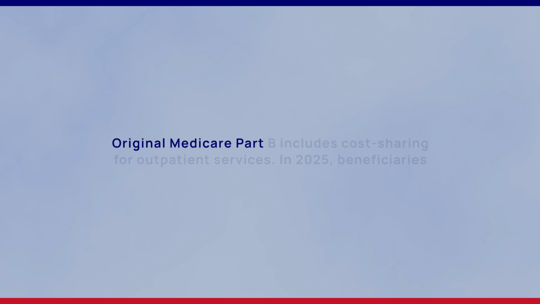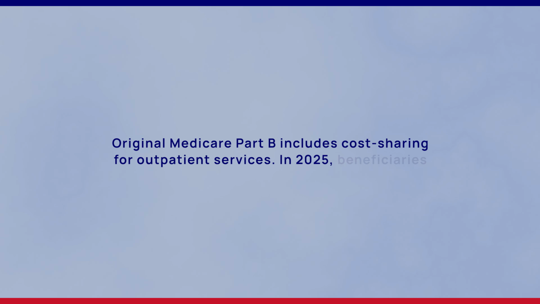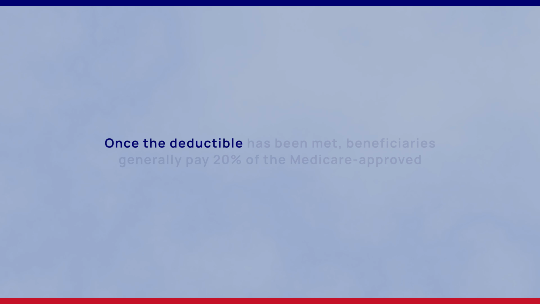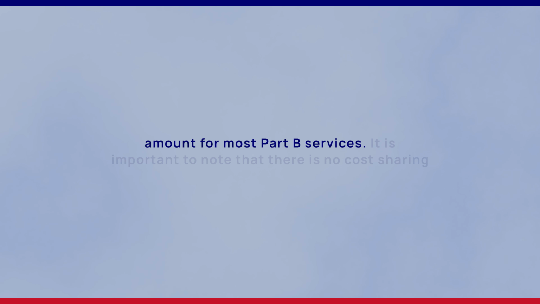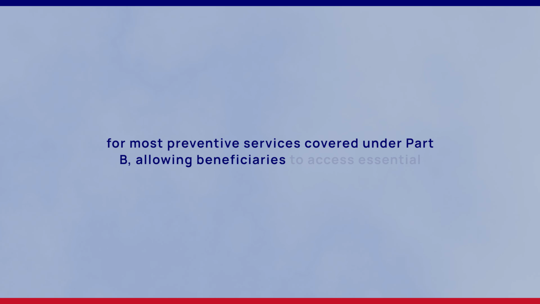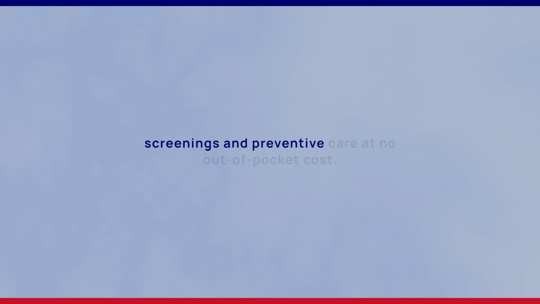Original Medicare Part B includes cost sharing for outpatient services. In 2025, beneficiaries have an annual deductible of $257. Once the deductible has been met, beneficiaries generally pay 20% of the Medicare-approved amount for most Part B services. It is important to note that there is no cost sharing for most preventive services covered under Part B, allowing beneficiaries to access essential screenings and preventive care at no out-of-pocket cost.